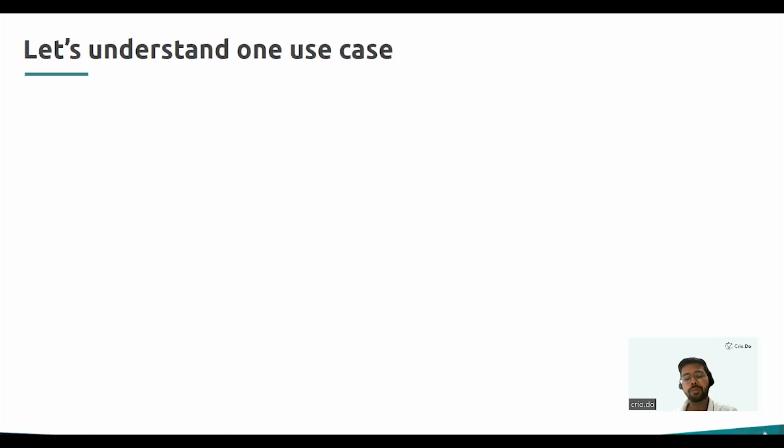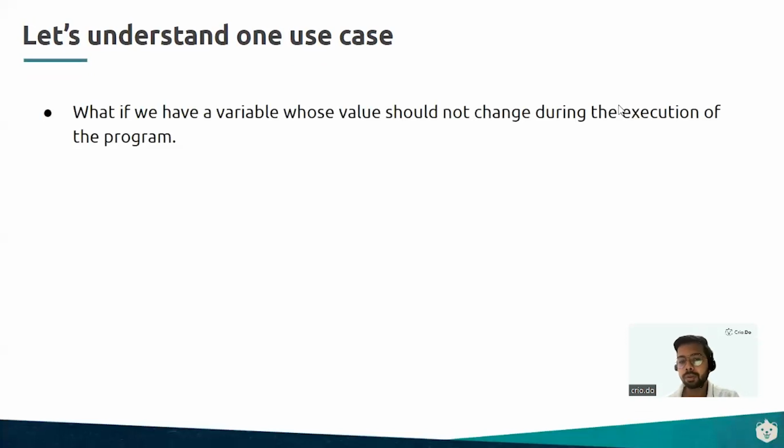In this video, we are going to learn about two more identifiers with the help of which we can make variables in JavaScript. Before that, we have to understand one use case. What if we have a variable whose value should not change during the execution of the program? It clearly means that you want to make a variable to which, once you have declared a particular value, it should never be redeclared, it should never be reassigned. Once the value is given, it should remain as a fixed value. So can we do something like that in JavaScript?